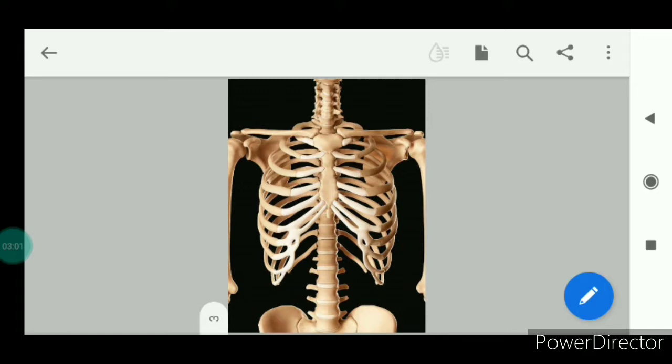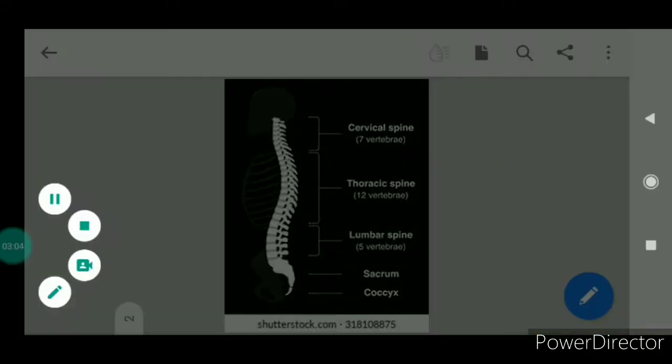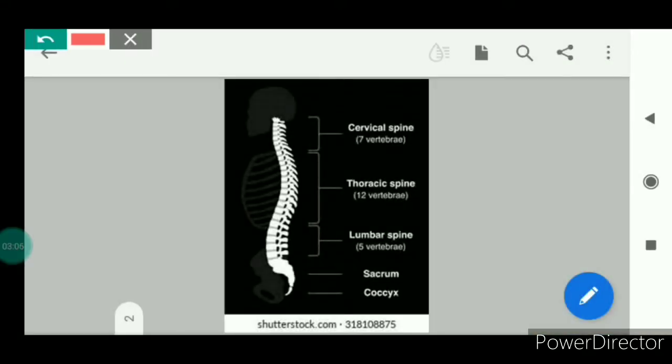Next is the vertebral column. This is the vertebral column, which is also known as backbone. It is made up of 33 ring-shaped small bones which are called vertebrae. And this vertebral column is strong and flexible.